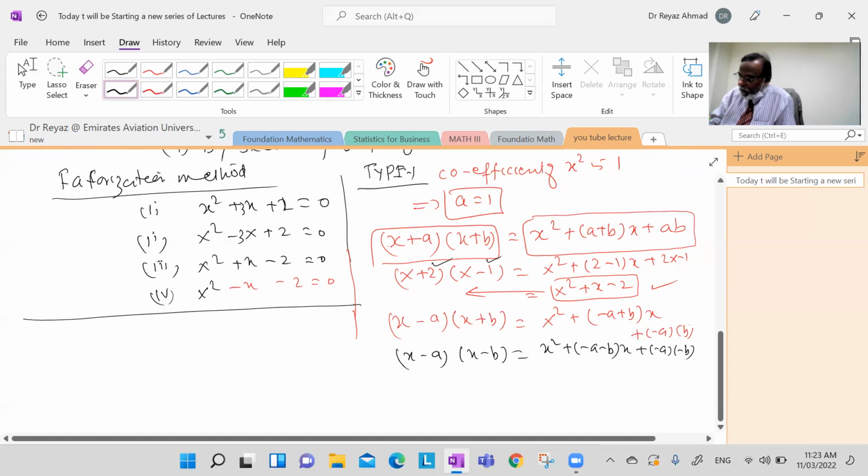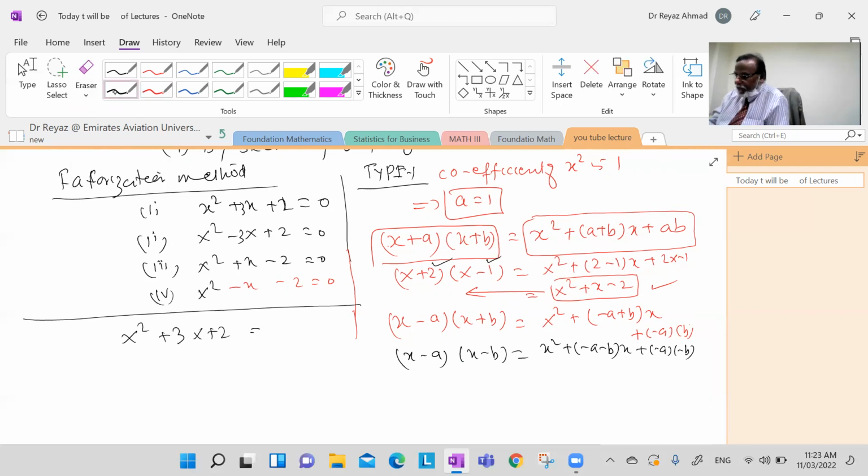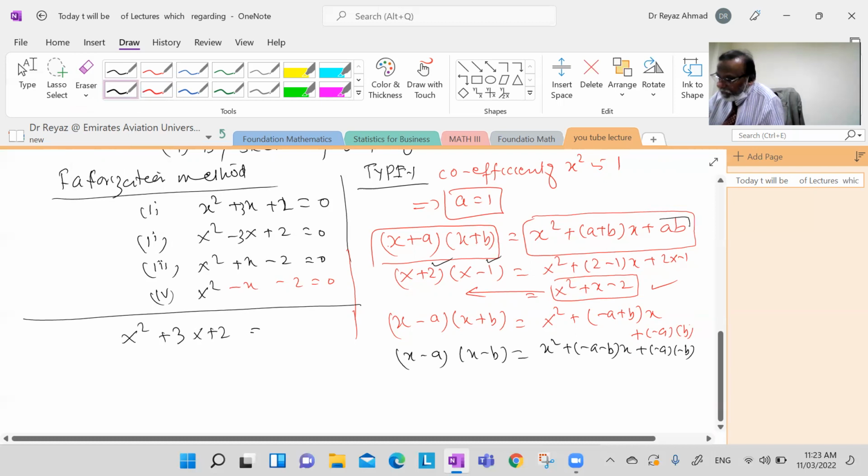So let's now look at this question: x squared plus 3x plus 2. This is what I want to factorize. Here you have the two numbers that you are looking for: this is the product of the two numbers, A and B, and here is the sum of the two numbers. Getting the two numbers from the product is easier than from the sum, because the sum will have more combinations, but here the combinations will be quite few.